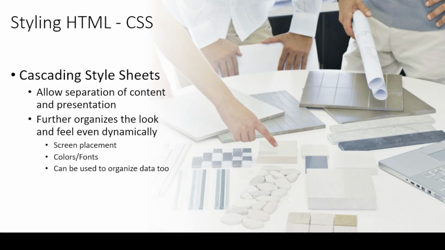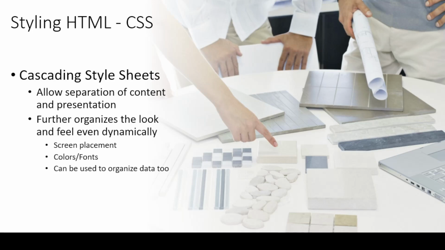So where we saw the bold tag earlier, we don't necessarily want to have a tag around every time we set a font or the color of text or the size of text. So a cascading style sheet allows us to first and foremost separate the content of a page from the presentation of a page. And that allows us to dynamically style it as well. So we can place things on the screen, we can set the colors and fonts, we can use CSS tags to organize and tag data as well.